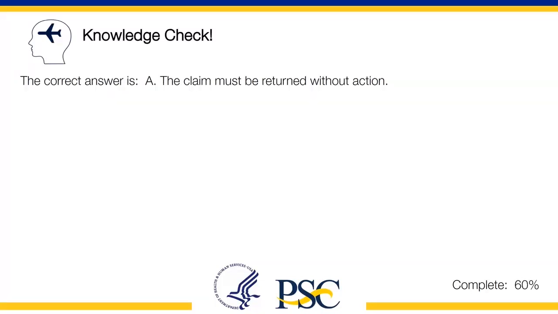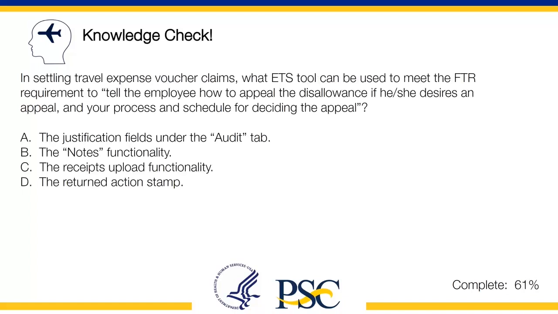The correct answer is A. The claim must be returned without action. In settling travel expense voucher claims, what ETS tool can be used to meet the FTR requirement to tell the employee how to appeal the disallowance if he or she desires an appeal, and your process and schedule for deciding the appeal? A. The justification fields under the Audit tab.